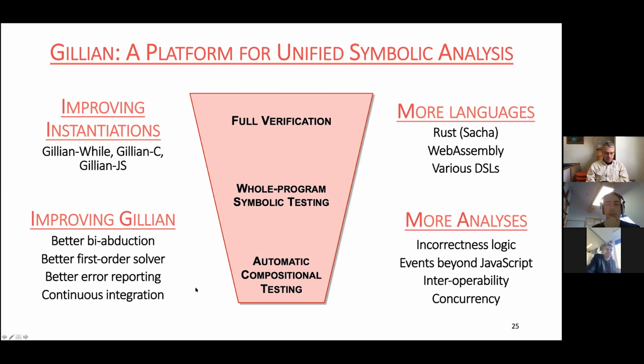And this is my last slide. We need to do much more. So we need to improve our instantiations. We've been doing a lot on Gillian.js. We're on Gillian C. We are improving lots, but I think we're going to end up moving to Rust rather than staying on C. We will see what happens there.